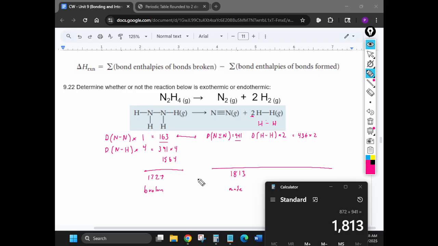So in order to get to the delta H, we just need to subtract them. But if you remember, it's broken minus made. So we are going to do 1727 minus 1813. That'll give us a value of negative 86 kilojoules per mole. So is this exo or endo? Is this exothermic?